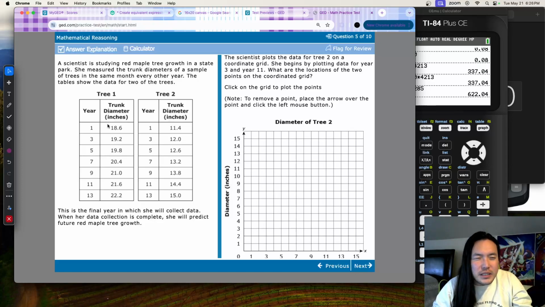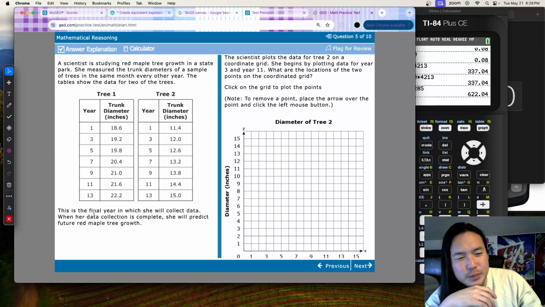We measured the diameter, the width of a tree every 2 years. And we measured it and wrote it down. This is the final year in which she will collect data. When her data collection is complete, she will predict future red maple tree growth.